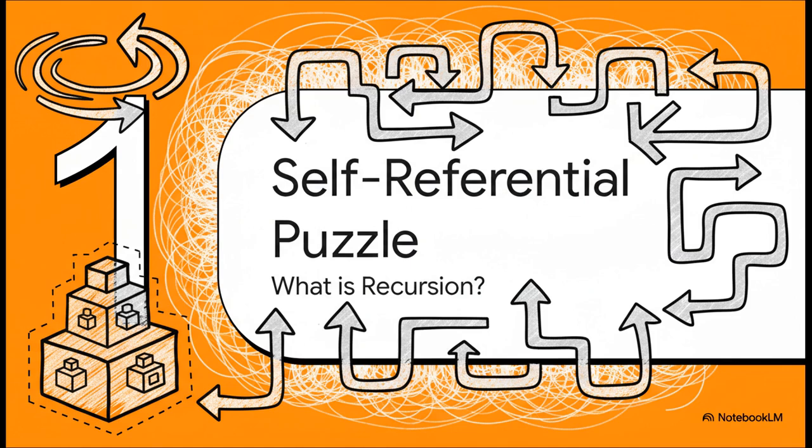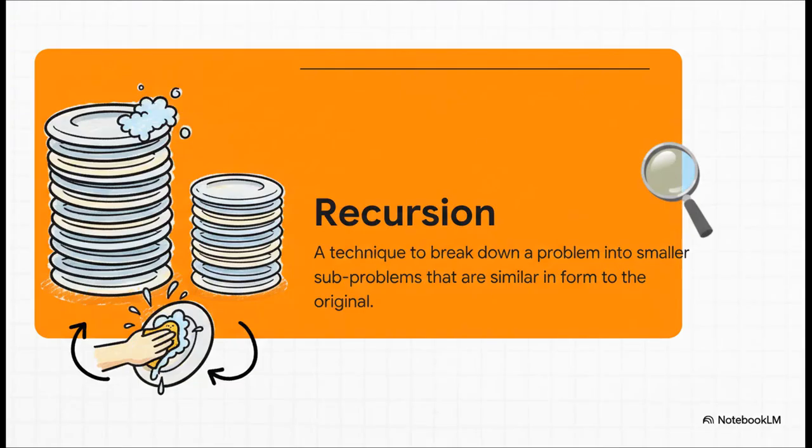What is recursion, really? Here's the core idea. Recursion is all about solving a big problem by first solving smaller, identical versions of that same problem. It's kind of like saying, hey, to wash the stack of 10 dishes, all I really need to know is how to wash one dish and then deal with the remaining stack of 9. You see, the key is that the subproblem is the exact same type of problem, just a little bit smaller.